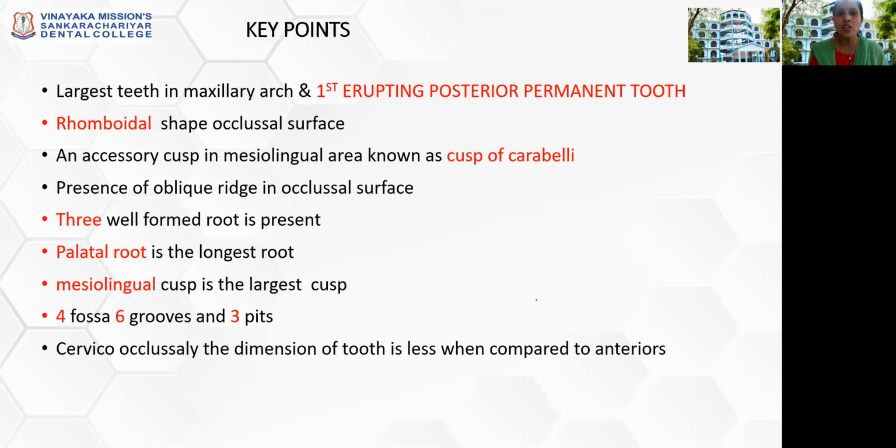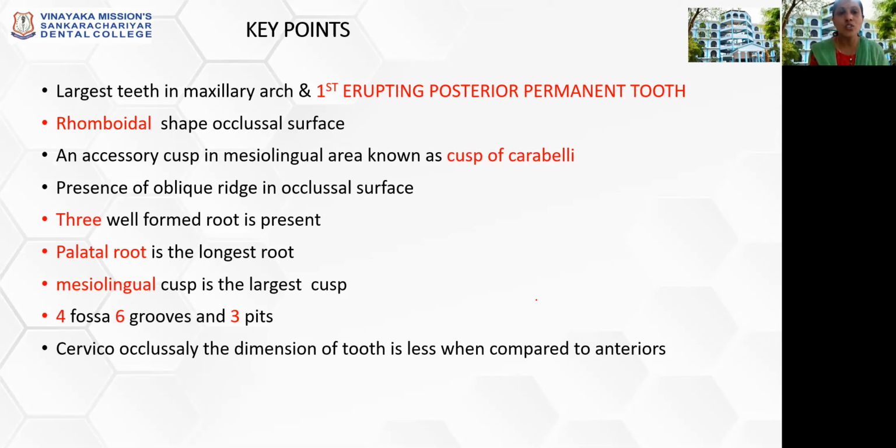So maxillary first molar is the largest tooth in the maxillary arch and is the first posterior tooth to erupt, and it is roughly rhomboidal in outline in the occlusal surface, whereas in the buccal aspect it is roughly trapezoidal in outline. And the fifth cusp is also known as accessory cusp or cusp of Carabelli. And the characteristic feature which we can appreciate in the occlusal surface is the oblique ridge, which runs mainly from the distal ridge of the mesiolingual cusp, which crosses the occlusal surface obliquely to the triangular ridge of the distobuccal cusp.